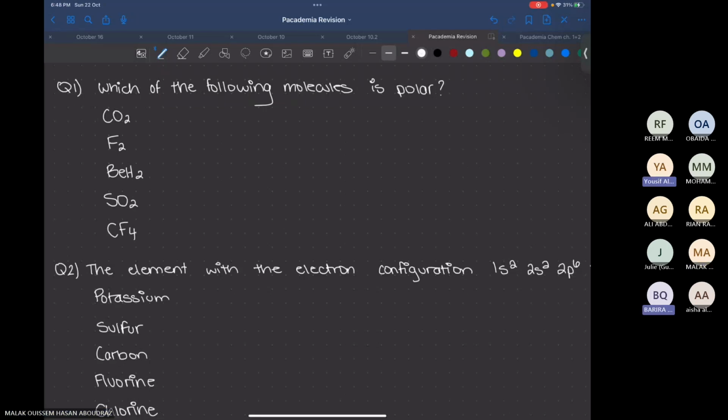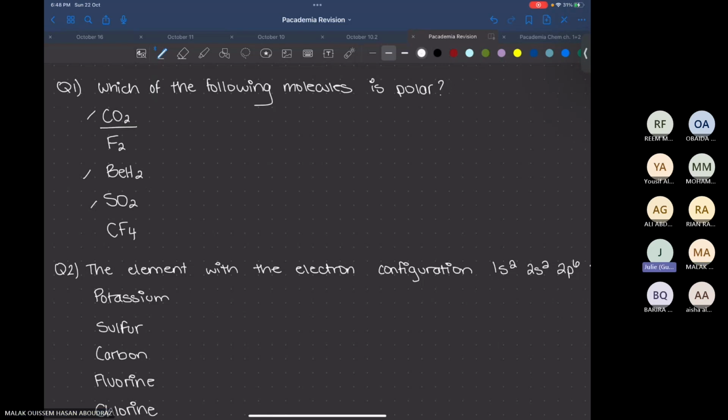Does anyone have another answer for this question? CO2. First one, CO2. No, I think it's SO2. So you guys said this one, and this one, basically, right? Yeah. Okay. So let's go through all of them one by one. So let's start with CO2.